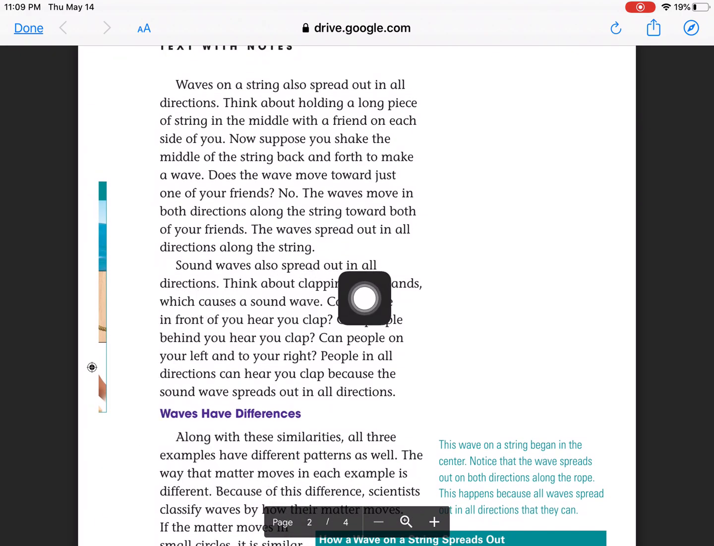Sound waves also spread out in all directions. Think about clapping your hands, which causes a sound wave. Can people in front of you hear the clap? Can people behind you hear you clap? Can people on your left and to your right? People in all directions can hear you clap because the sound wave spreads out in all directions.